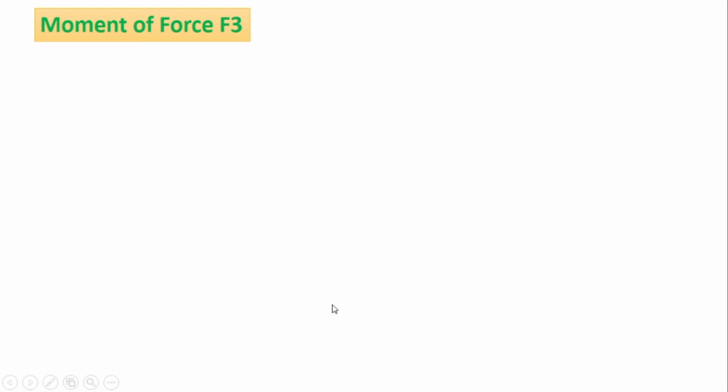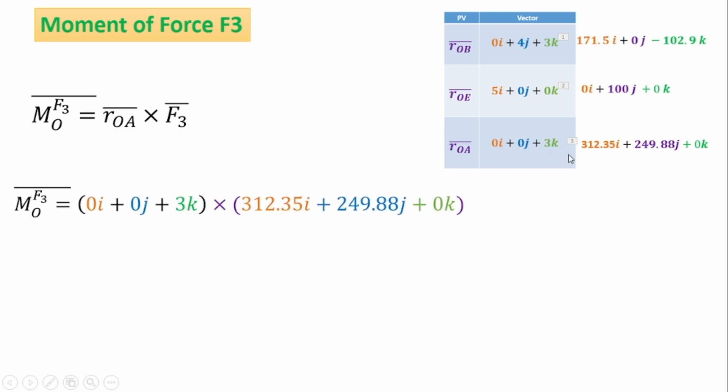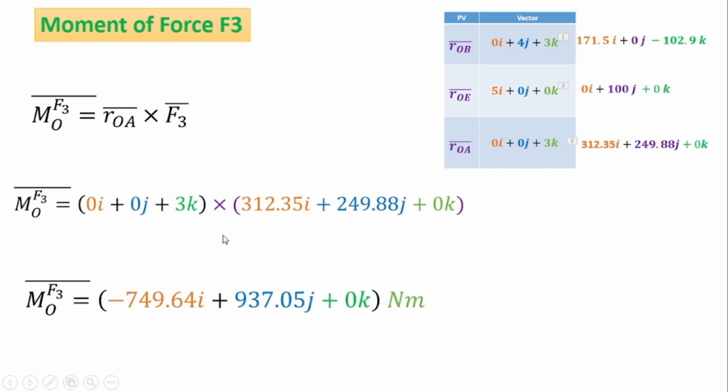To calculate the moment of the force F3, what we can do? Multiply the position vector OA with the force F3. The position vector OA is 0i plus 0j plus 3k cross 312.35i plus 249.88j plus 0k. Take the cross product with the help of a calculator. We get the moment value equal to minus 749.64i plus 937.05j plus 0k. The unit is Newton meter. Calculate the moment for force 1, force 2 and force 3 by using the same method.